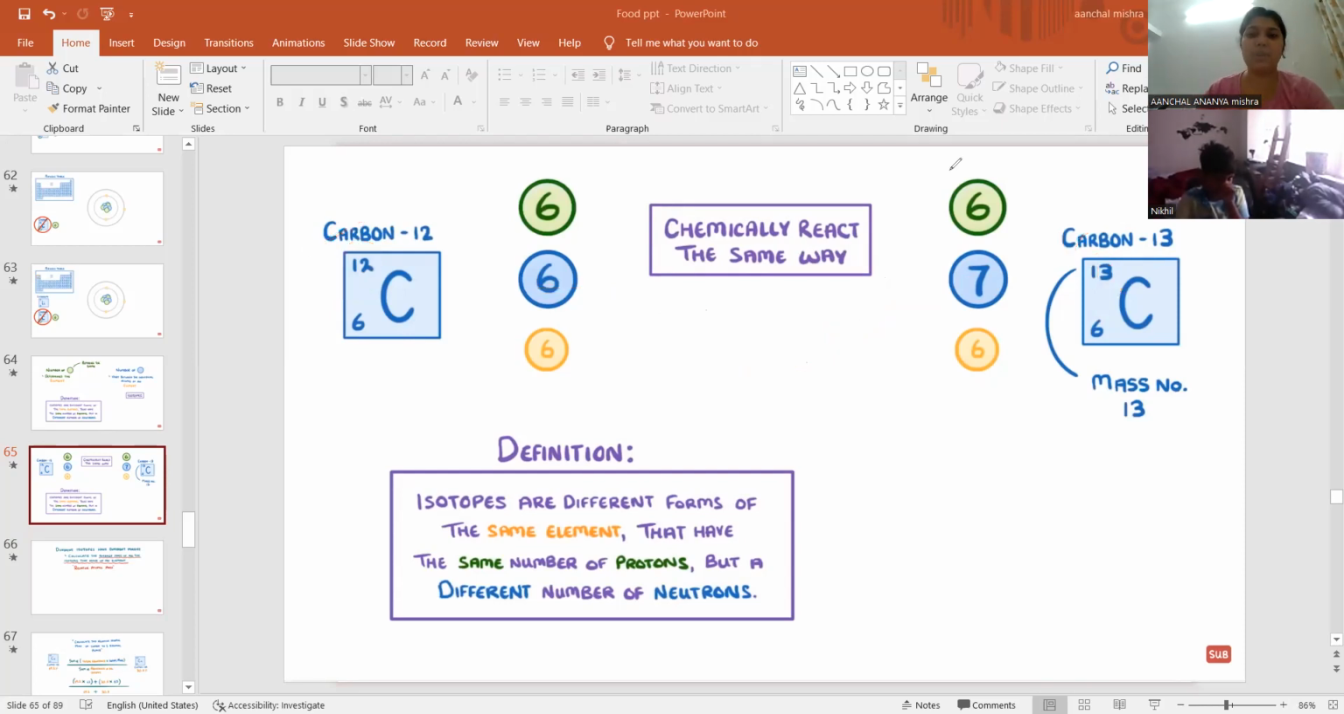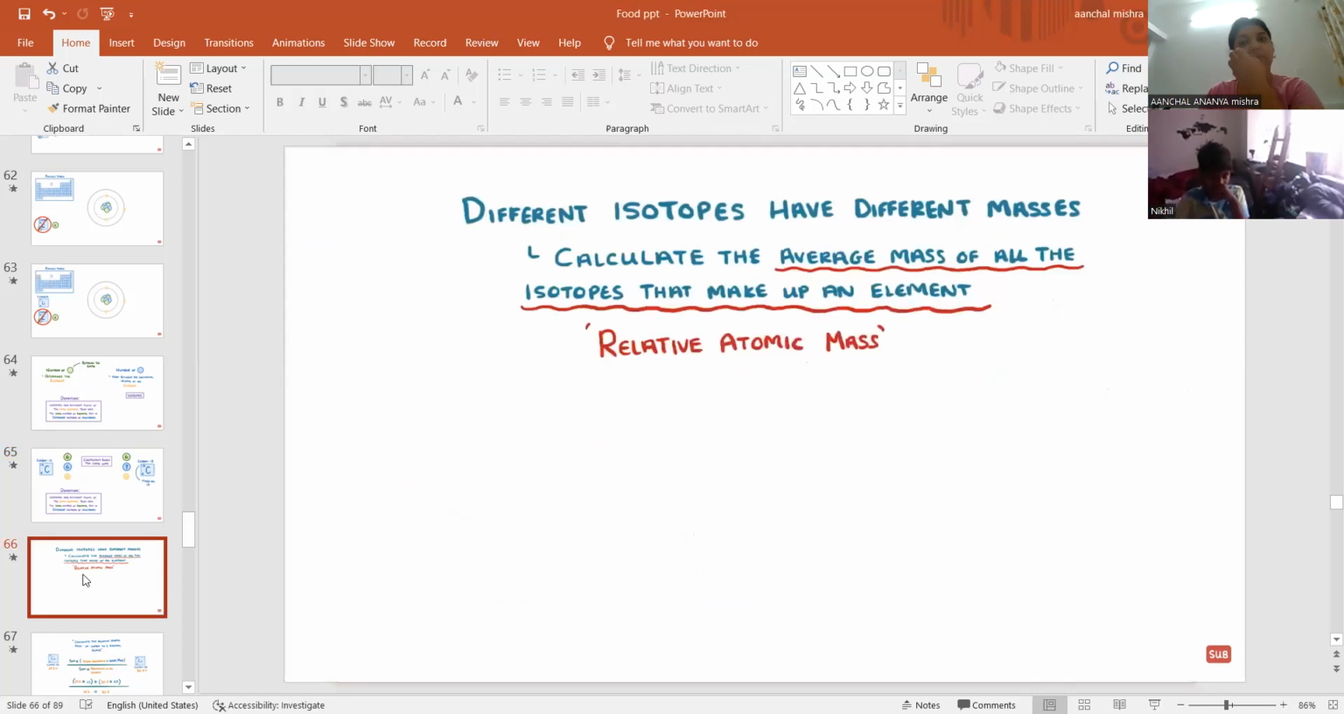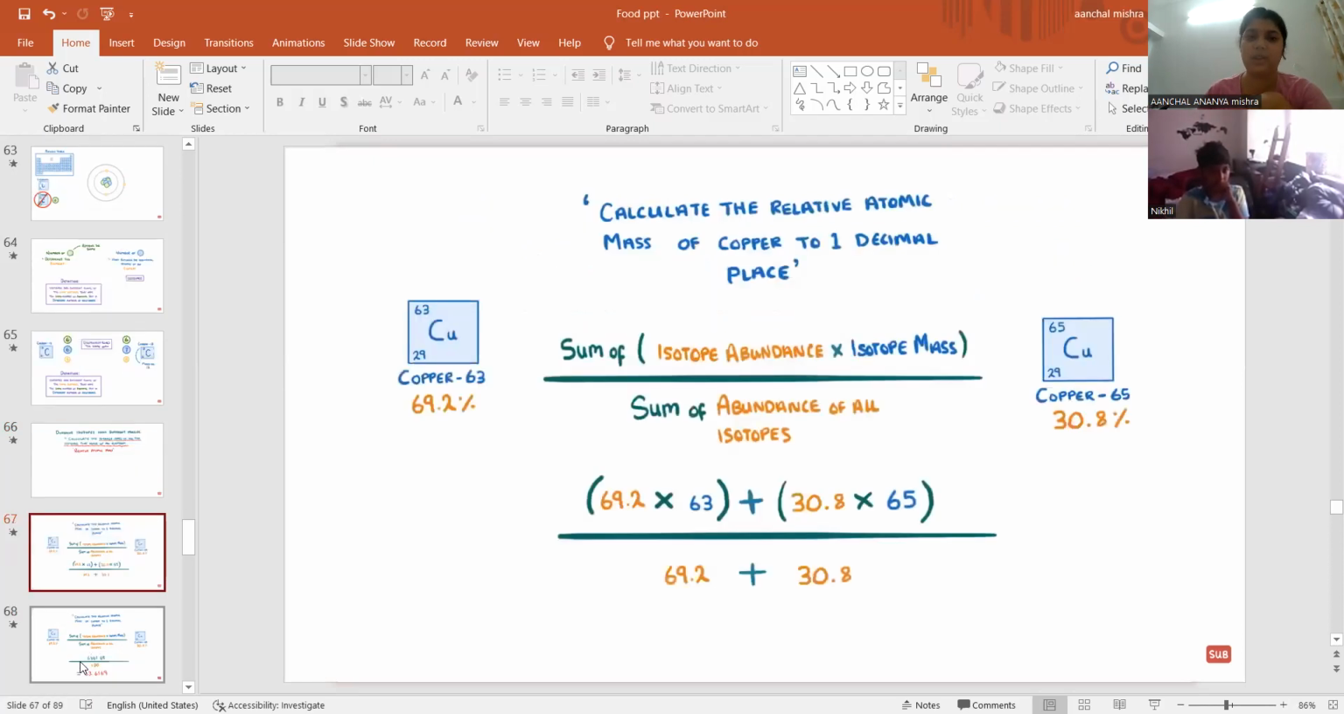We have a formula for it. So we will just move on. Different isotopes have different masses. So when we calculate the average mass of all the isotopes that make up an element, we call that mass the relative atomic mass or the average atomic mass.